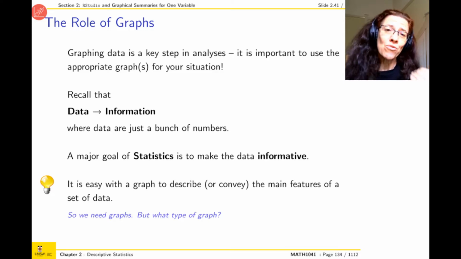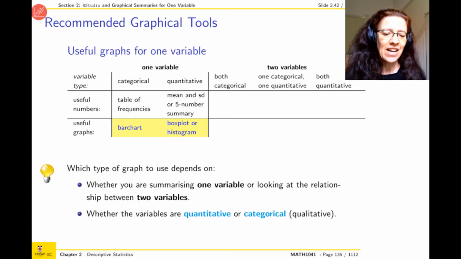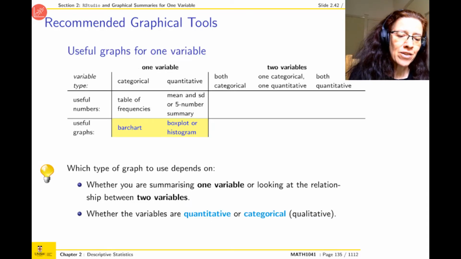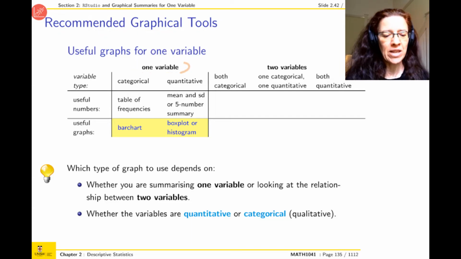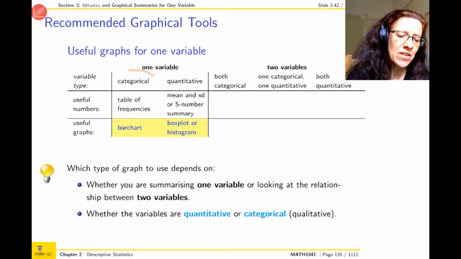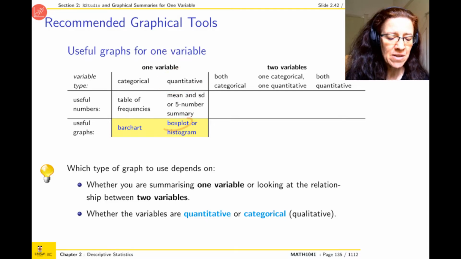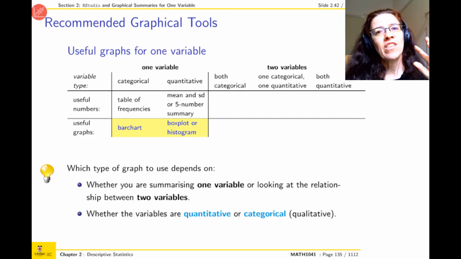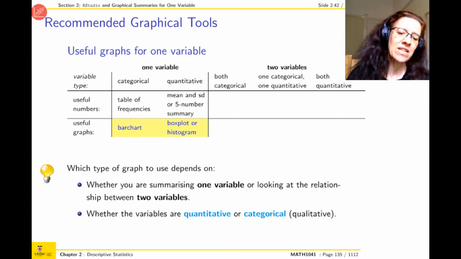So I hope you're convinced that we do need graphs. Now, which graphs? Well, it depends on the type of variable we have, which is why we learned about the types of variables earlier. So at this point, we're wondering which graphical tool we should use. We're still dealing with one variable only, so it's going to depend on the type. If it's categorical, we'll be using a bar chart. And if it's quantitative, we'll have an option, sometimes a box plot, sometimes a histogram, right? So the graphical tool you use to summarize depends on the number of variables, and it depends on whether it's quantitative or categorical.